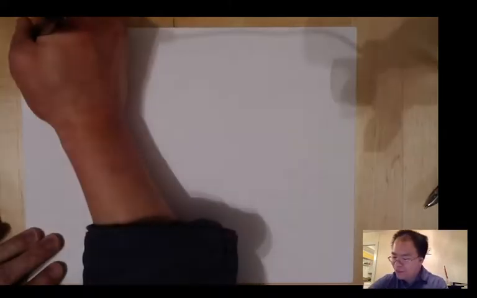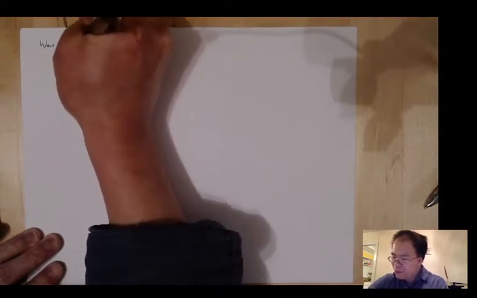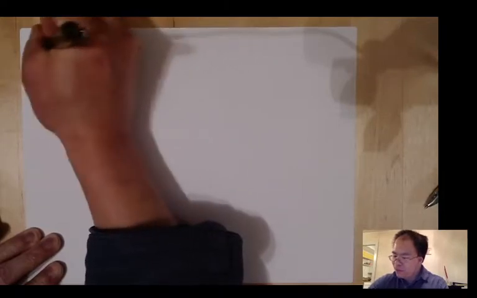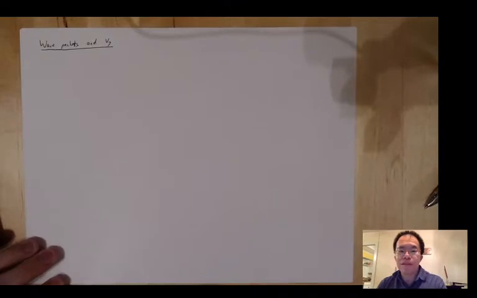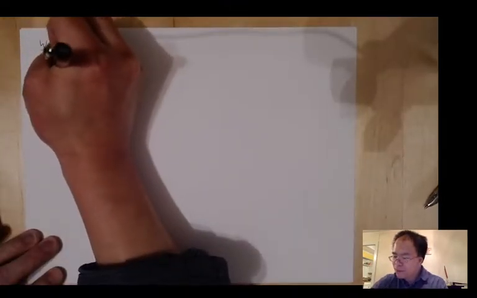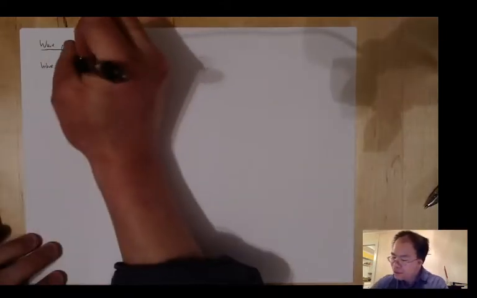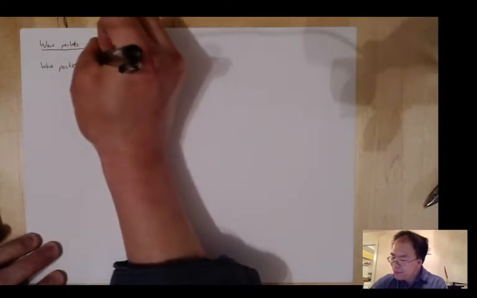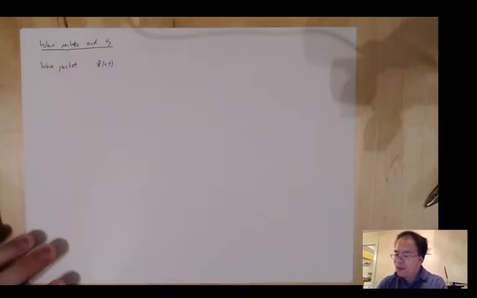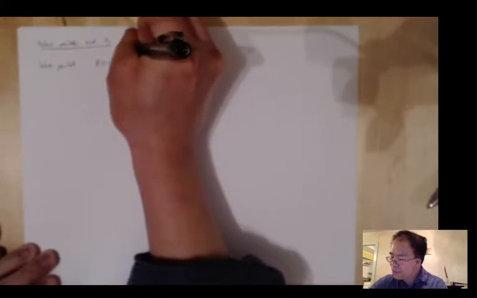Okay, so wave packets and the group velocity v sub g. Okay, so what we need to remember is that a wave packet is given by a continuous sum over different plane waves. So I'll write that as an integral.